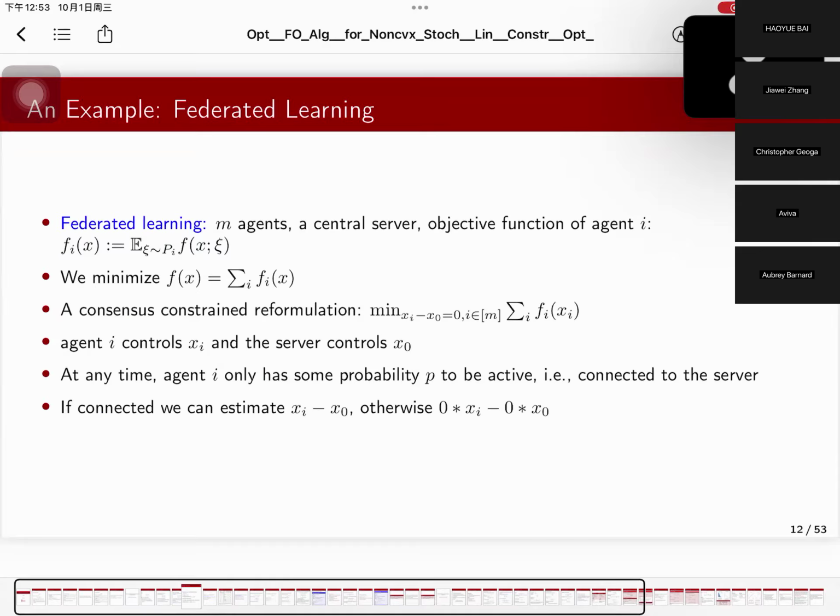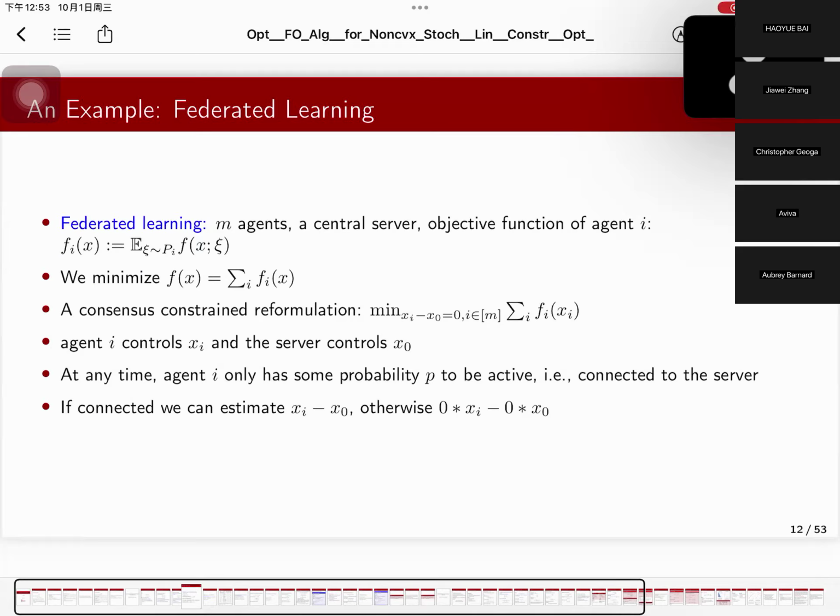We introduce the consensus constraints xi equals x0, where xi is stored in agent i and x0 is in the central server. At any iteration, agent i tries to send the optimization variable xi to the central server, but the link is only valid with a certain probability, maybe probability p. It means that sometimes the central server cannot receive the optimization variable xi from the agent.